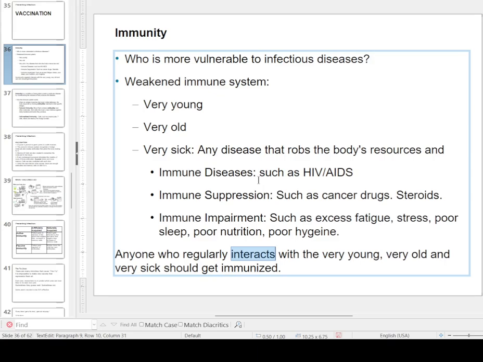But if you are a young person who interacts regularly with somebody who is very young, very old, or very sick, then maybe the last thing you want to do is to bring an infectious disease to them, right? Maybe you don't care what happens to your body, but shouldn't you care what happens to this person you're visiting on a regular basis? So then you should get immunized, such as healthcare workers and the loved ones of the people who are very young, very old, and very sick.